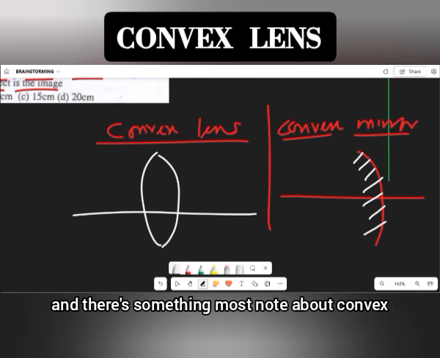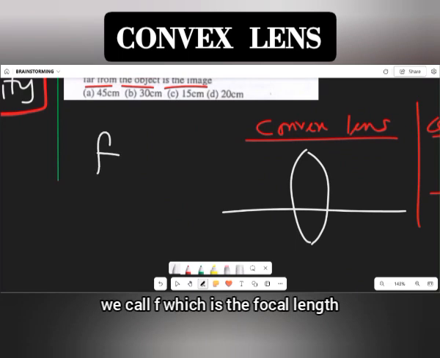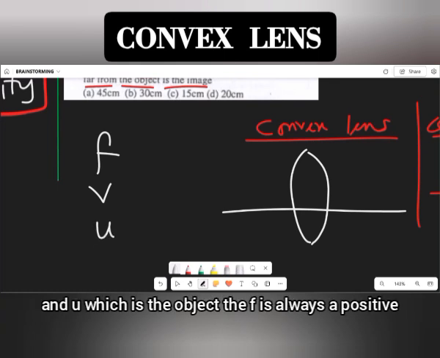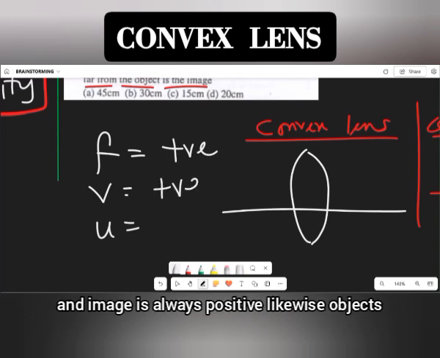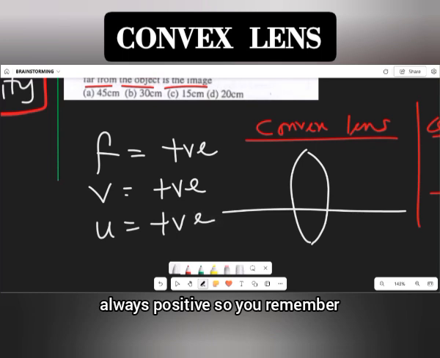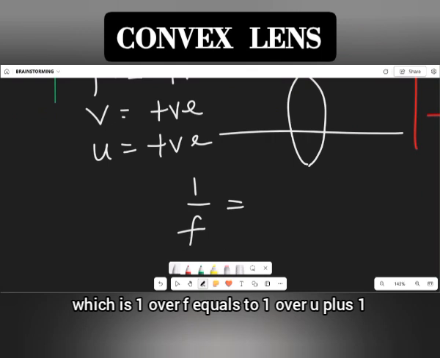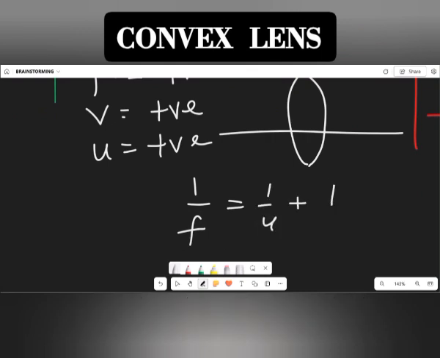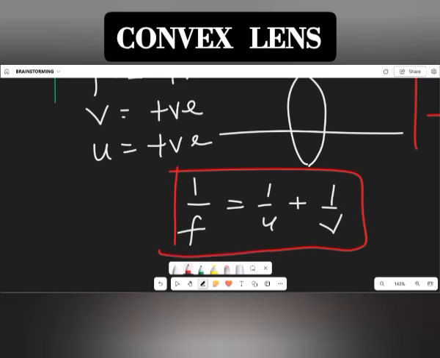And there's something you must note about a convex mirror. It has what we call F, which is the focal length, V, which is the image, and U, which is the object. The F is always positive, and the image is always positive. Likewise, the object is always positive. So remember the mirror formula: 1 over F equals 1 over U plus 1 over V. This formula is what we are going to use to solve our question. Let's go back to the question.